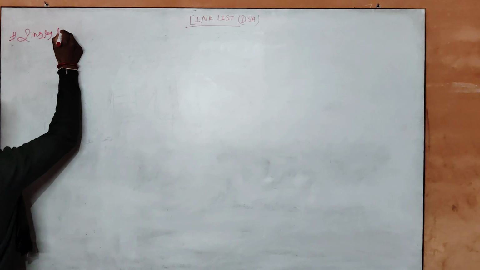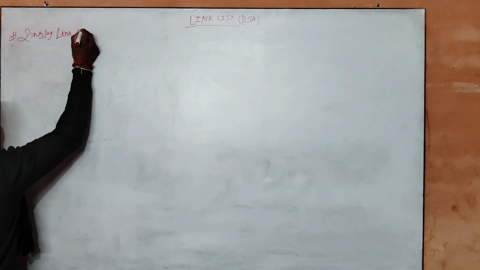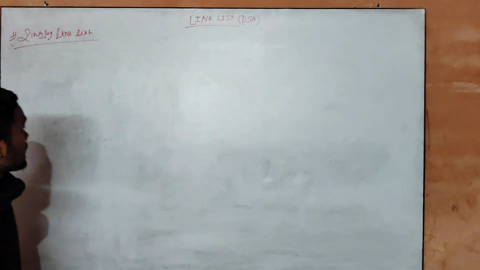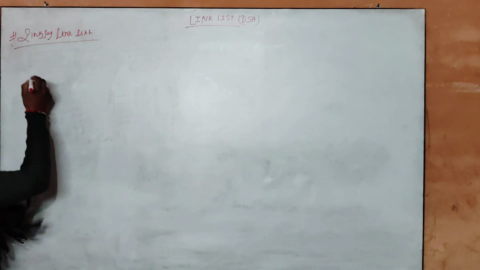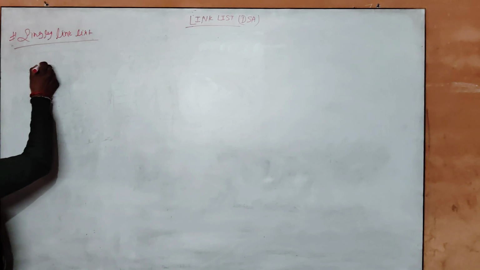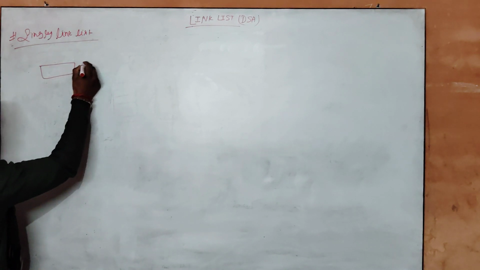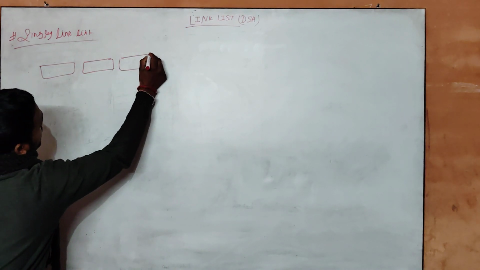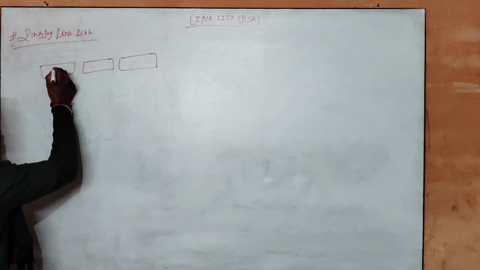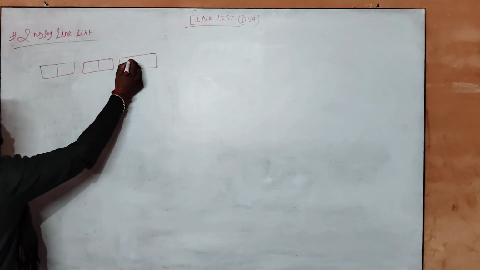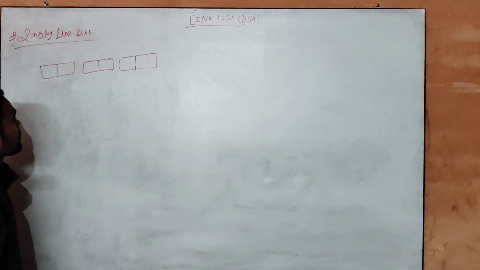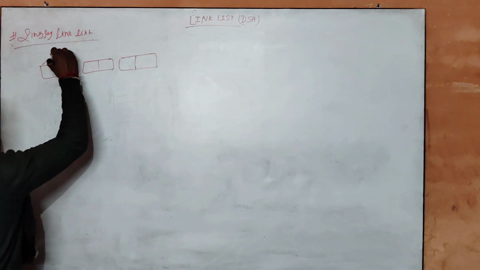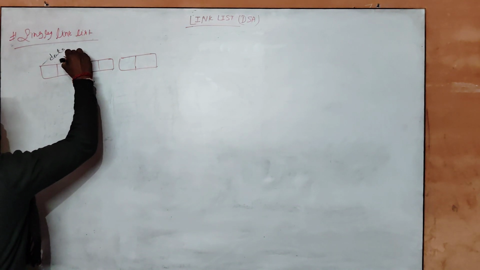Singly linked list. What is the way to represent the single linked list? I am creating here two nodes. Be careful. Here this part is the data, this part is the address.